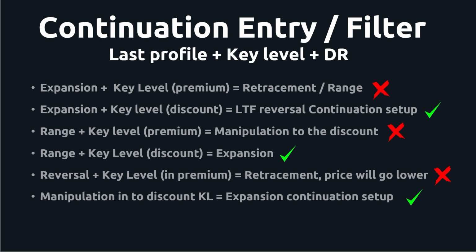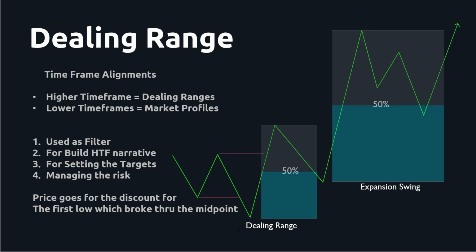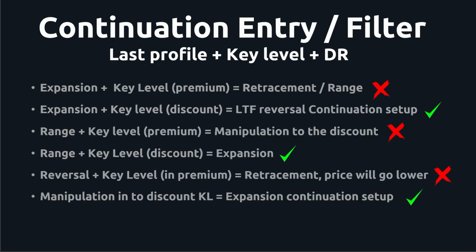Let's look back into this dealing range, right? So if we have expansion in here, right? And then we have a key level in the premium, and then we get expansion in here. What is it? It's a retracement. It's a retracement of this move, and retracement is followed by expansion down, right? It's important. It helps you to filter the potential outcome, right?